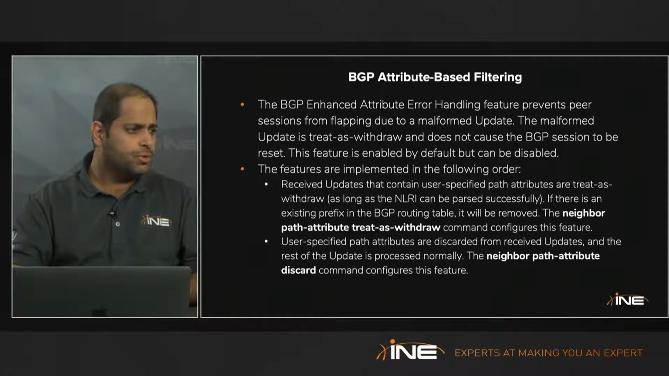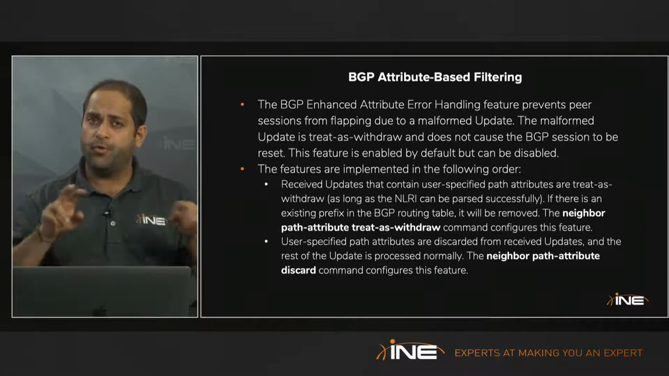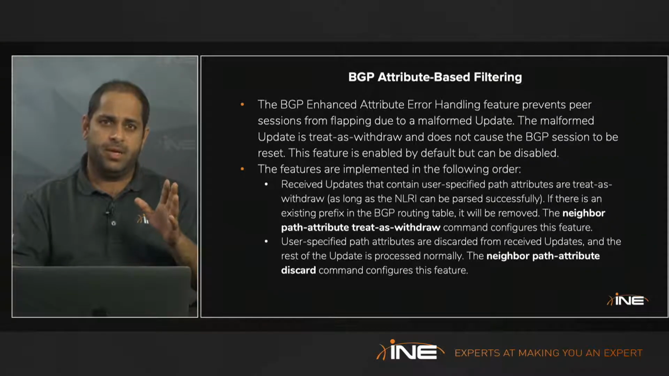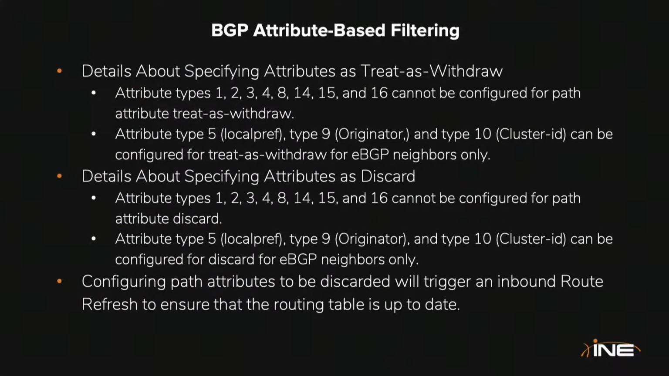There's another option also, which is basically discard. The difference between both of them is that treat as withdraw would not accept the update, which you can see probably here in this slide. So there are two options, treat as withdraw or discard. One thing you should know is that attribute number 1, 2, 3, 8, 14, 15, and 16 cannot be configured for discard, or they cannot be configured for treat as withdraw, because they are well-known attributes.